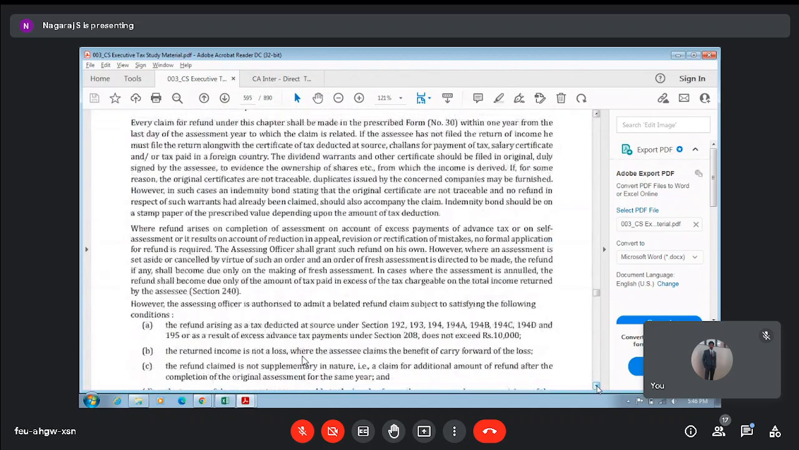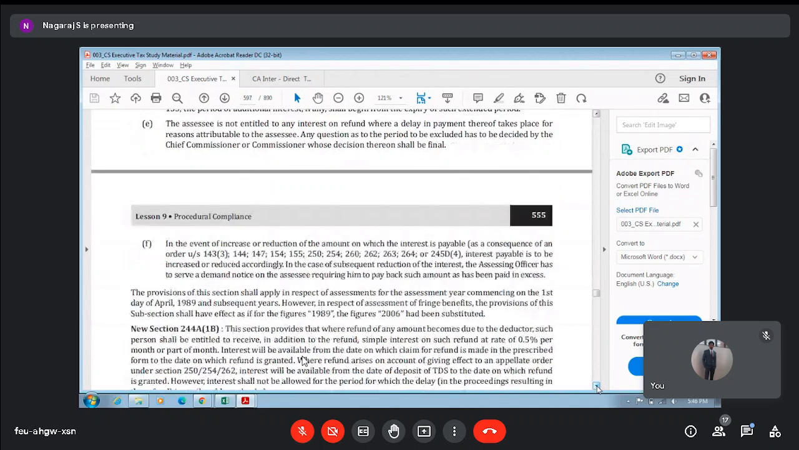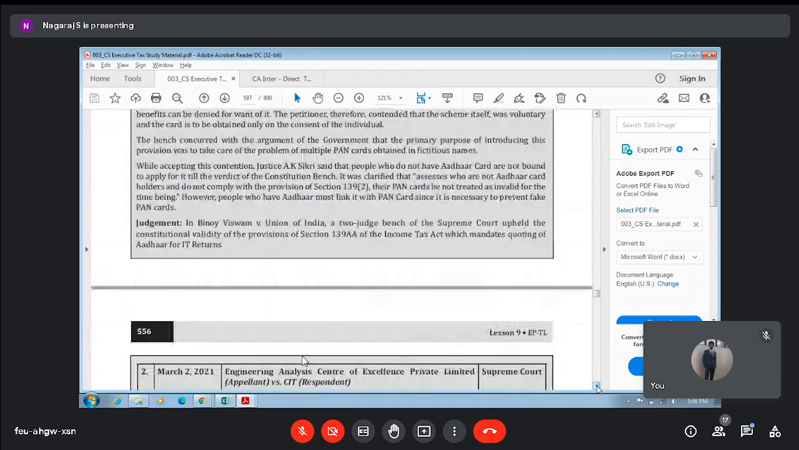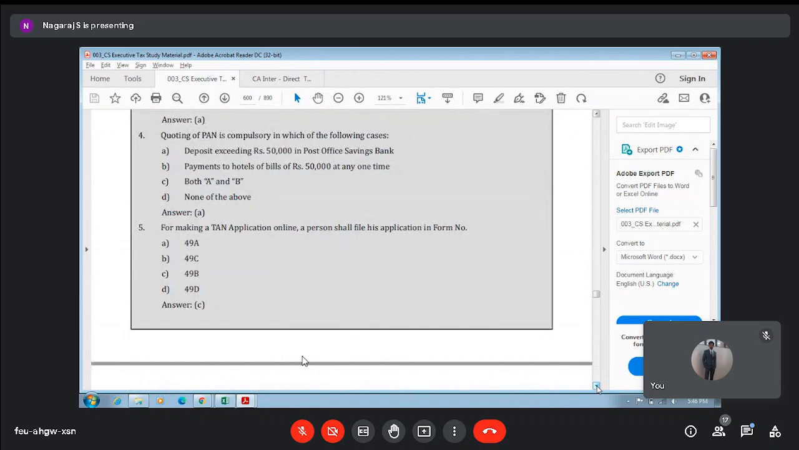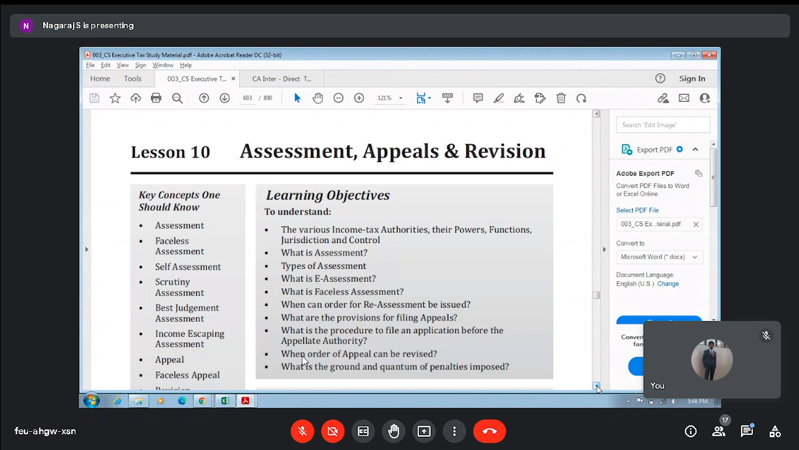I think we have completed the tax part. Now assessment, appeals and revision. These are all purely theory. You guys have to study. See here, in appeals, you need to understand the time limit. You guys need to understand the time limit here.